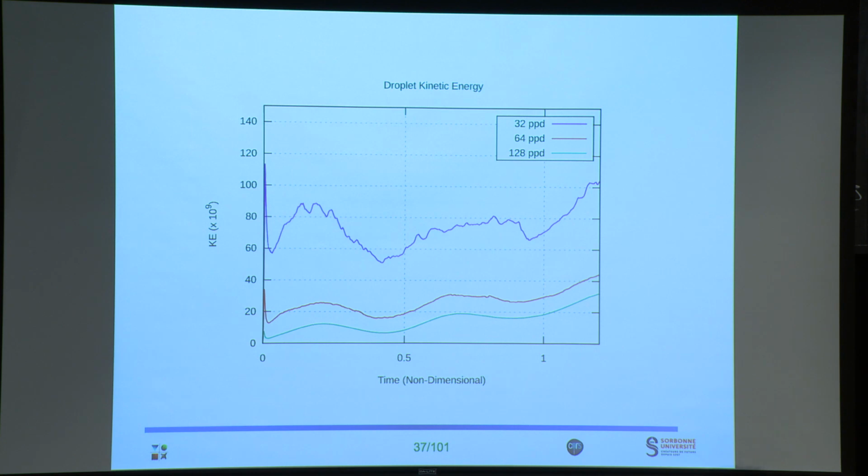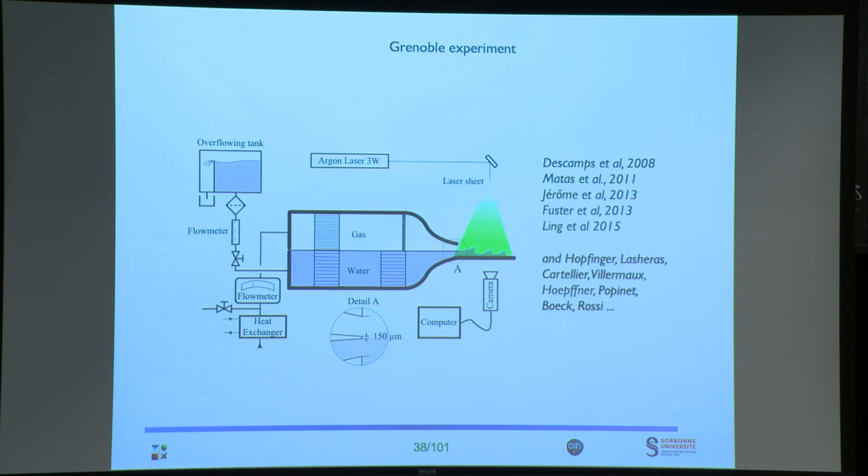So we have a rough method, and we can move on to compute real flows. So this is a real flow. This is the Grenoble experiment. So you have from the top here a gas flow, a water flow, and then you see this atomization occurs here, visualized by this laser sheet.